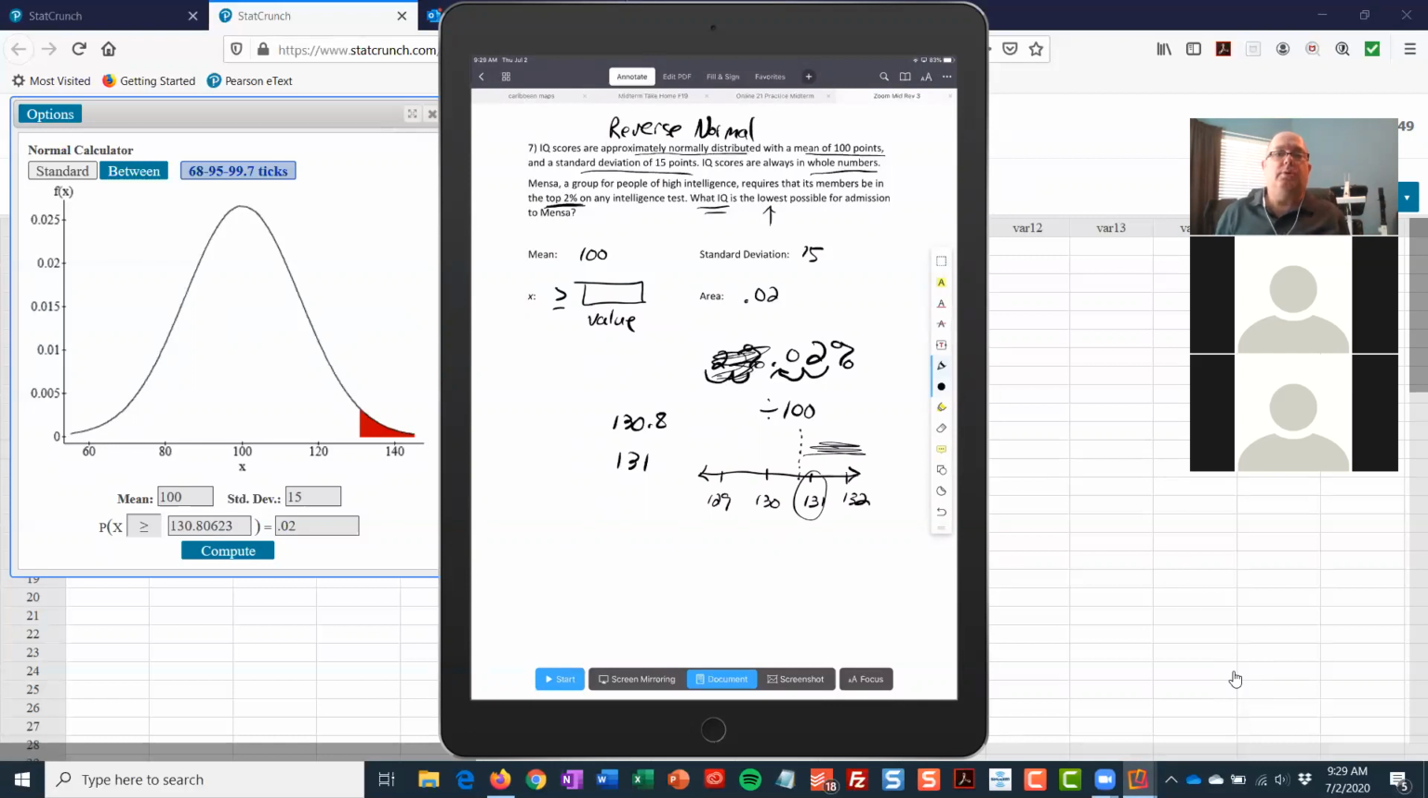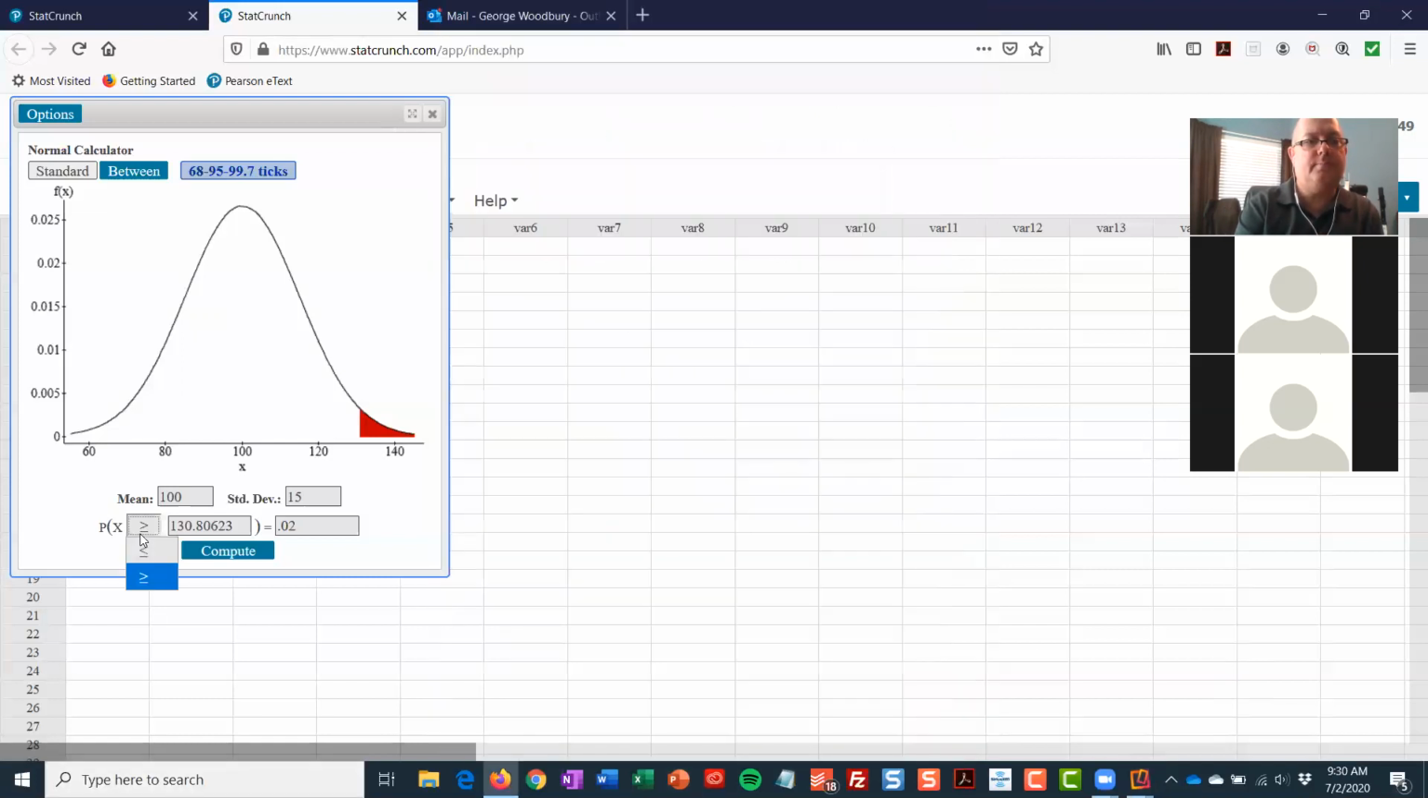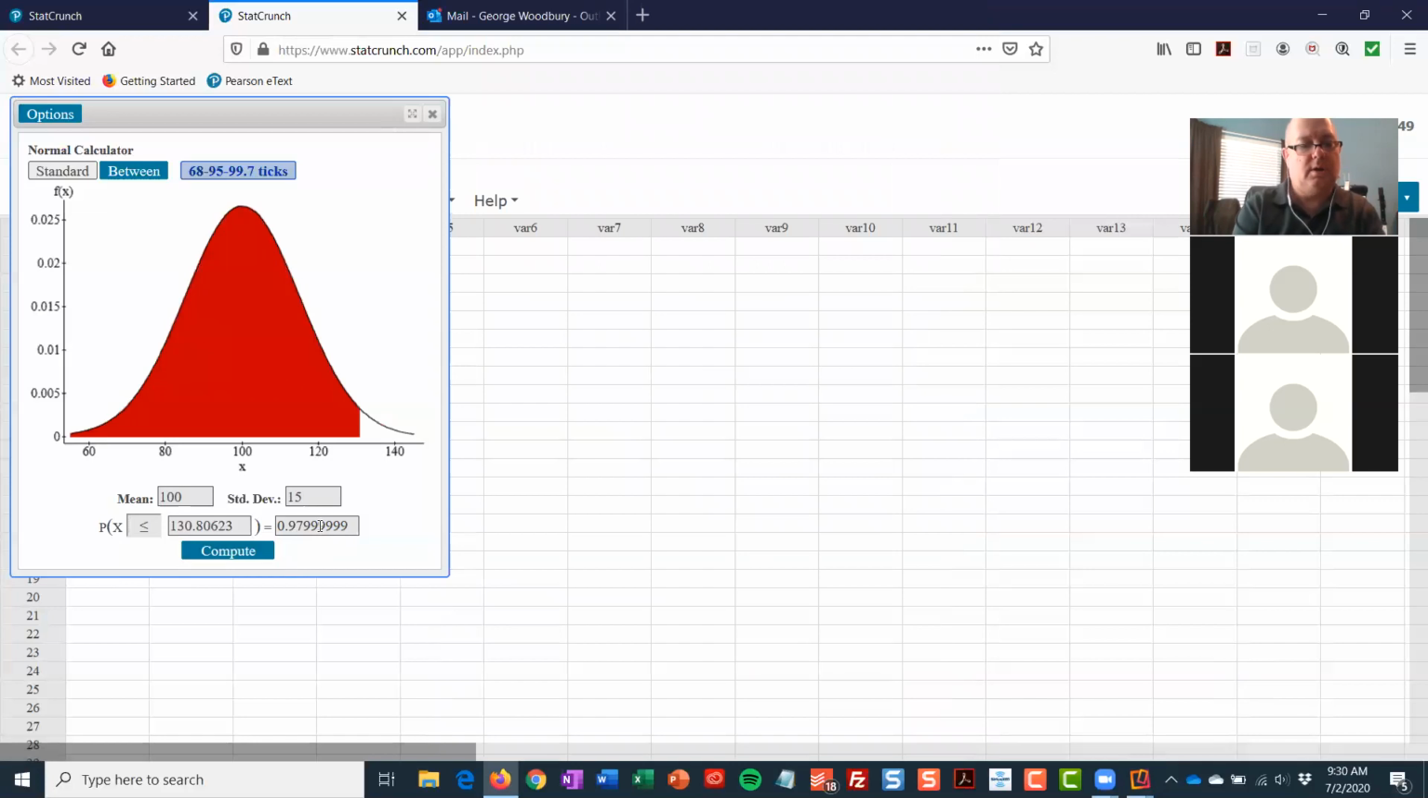I just have to be real careful with that. So the last thing in this problem, a lot of students, because of the word lowest, are going to type less than, and you're actually going to get an answer of about 69. You want to think about, is 69 an IQ that would be in the top 2%? If the mean is 100, we know that half are below 100, half are above 100, but 69 is not even in the top half, never mind the top 2%. Let me go back to the calculator.